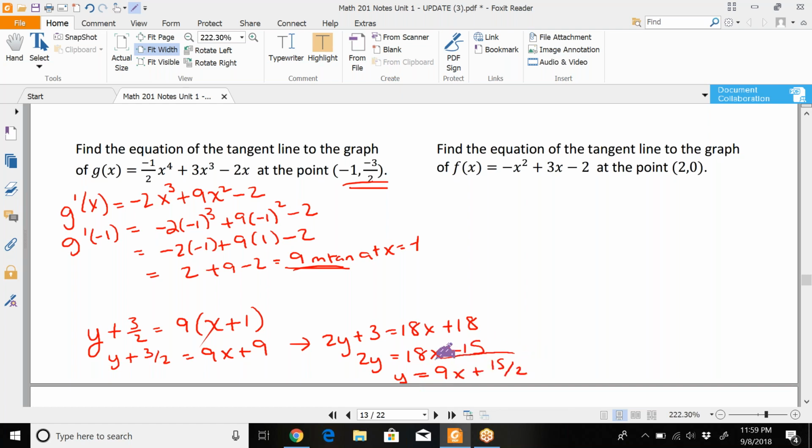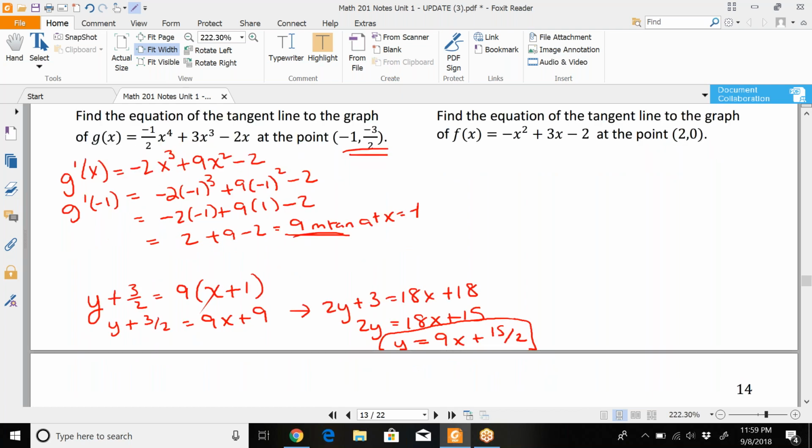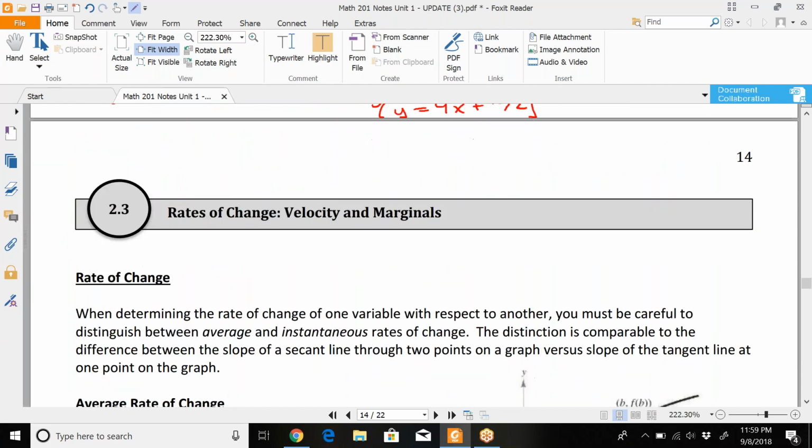And you didn't have to do that. You could have used your calculator to work with the fractions. Just showing you an alternative way to do it by hand. So y equals 9x plus 15 over 2. So that was all from section 2.2.